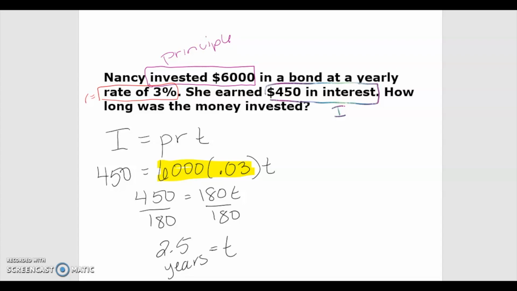Okay, so we're going to go ahead and practice some interest problems using the formula I equals PRT.